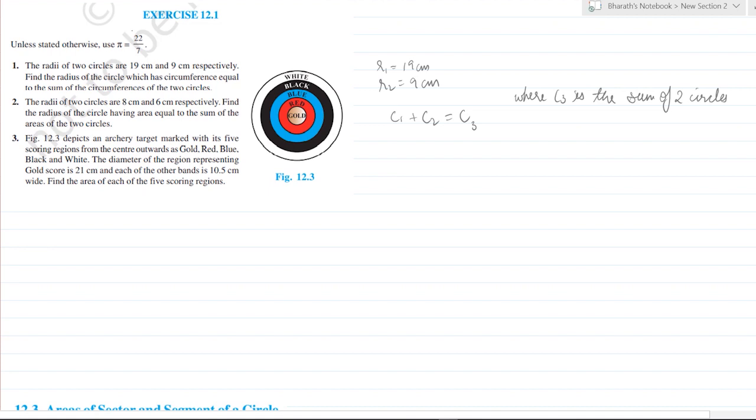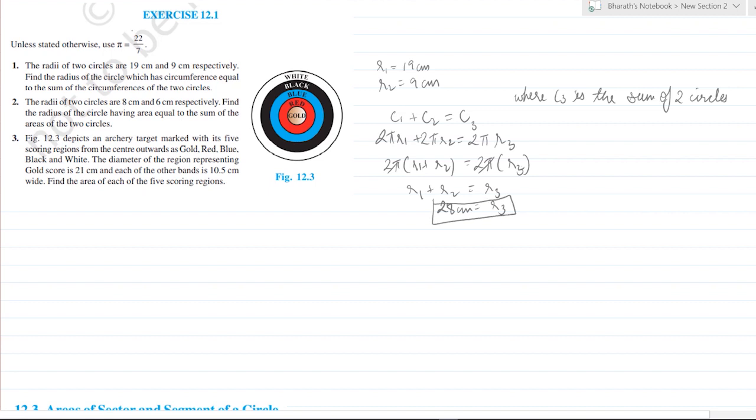Fine. So circumference meaning 2 pi r1 plus 2 pi r2 equal to 2 pi. We have to find the radius of circle 3, so we'll keep r3. Taking common, 2 pi (r1 plus r2), and here 2 pi r3. We'll skip the bracket over here. 2 pi cancel. So r1 plus r2 is equal to r3. Fine. So 19 plus 9 is equal to 28. 28 centimeter is R3.